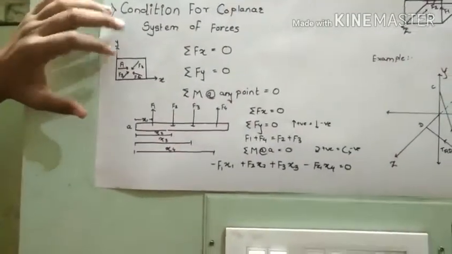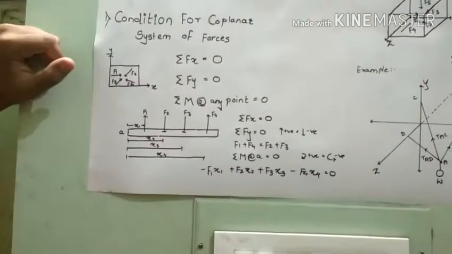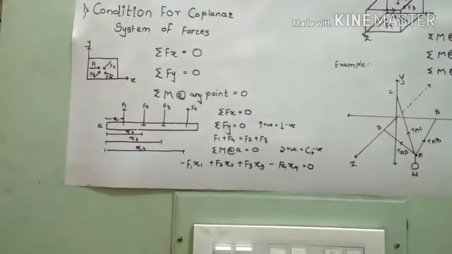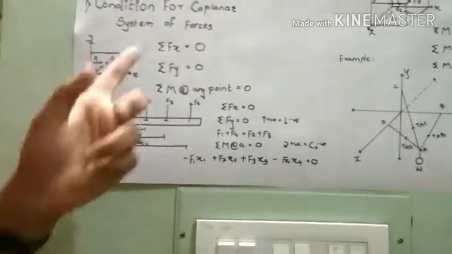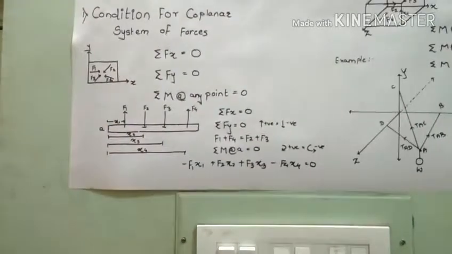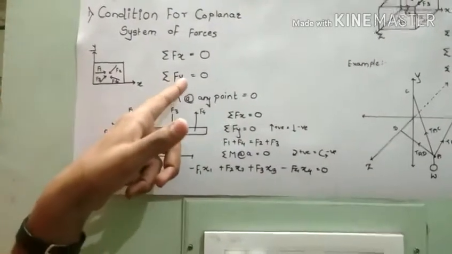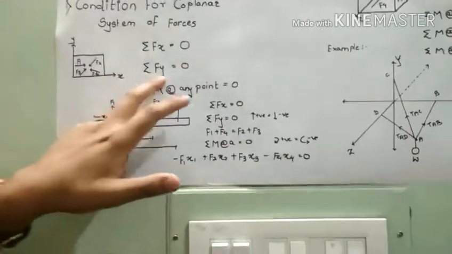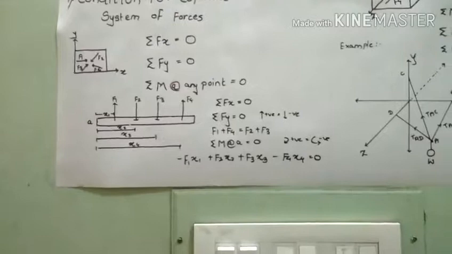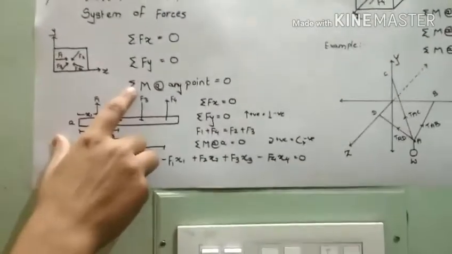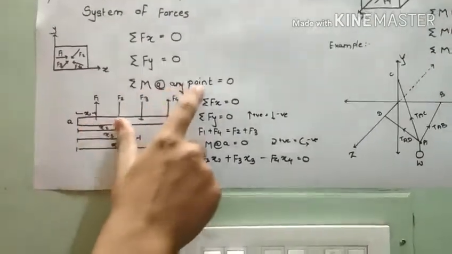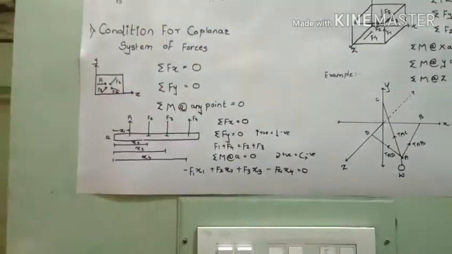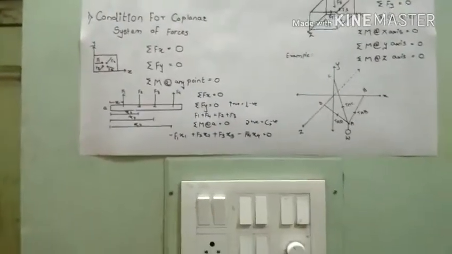For this, let us see the conditions of equilibrium. First of all, the summation of all forces in the x direction should equal 0, that is, summation of Fx equals 0. Also, the summation of forces in the y direction should equal 0, that is, summation of Fy equals 0. And the third condition is that the summation of moments about any point is equal to 0. That point can lie in this plane or outside this plane.